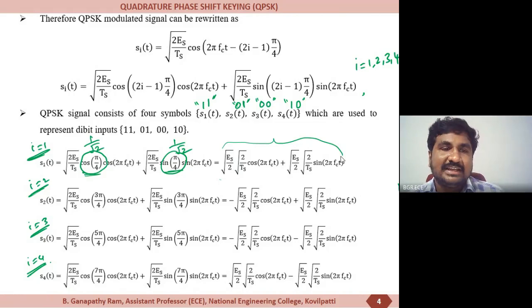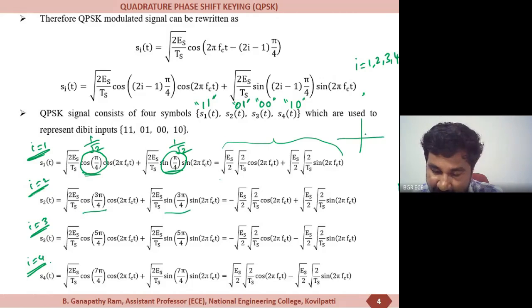Similarly, we can substitute the different values of i. Let us choose i as 2. Here, cos 3 pi by 4 and sin 3 pi by 4. In the second quadrant, cos 3 pi by 4 is having the negative value and sin 3 pi by 4 is having the positive value.